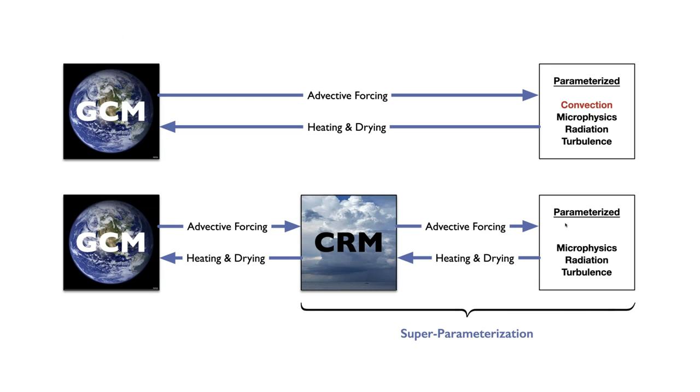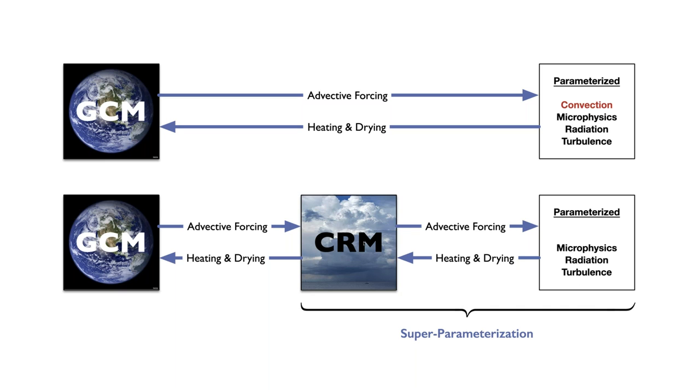So the basic idea, as probably most of you know, is that in a conventional model, as shown on the top here, you have parameterizations of various things, including convection, listed in red. And what you do with the superparameterization is you put a cloud resolving model in every column of the GCM. And that CRM simulates the convection directly. So what remains to be parameterized is microphysics, radiation, and turbulence. And those parameterizations are implemented on the fine grid of the CRM. So it's really pretty different.